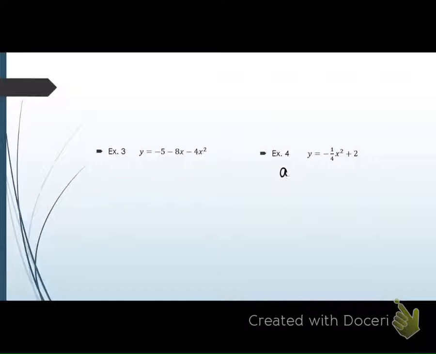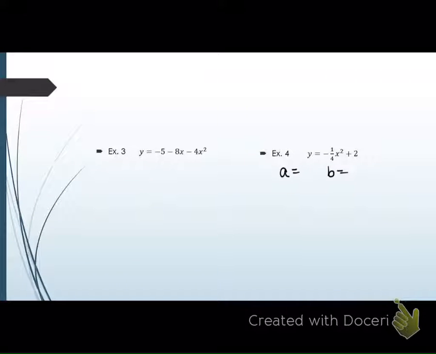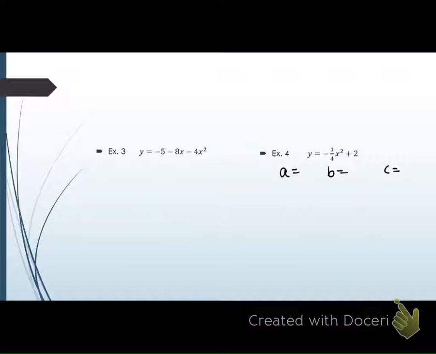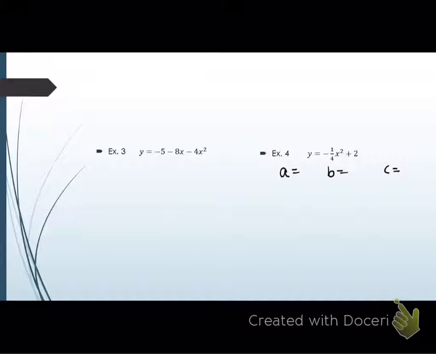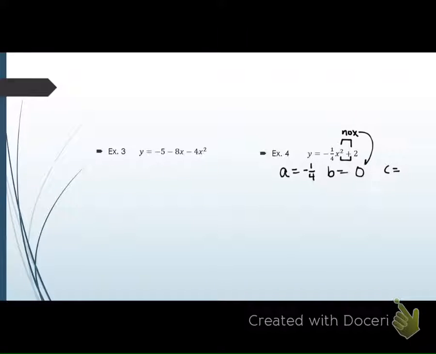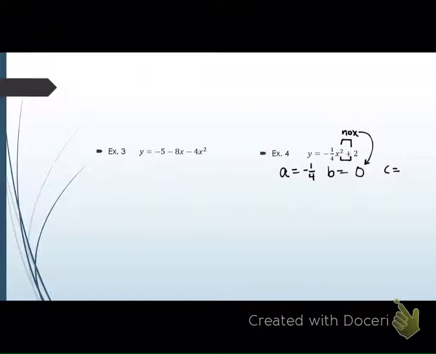So we're going to do example 4 first. Is that in standard form? Yes, it is. It just doesn't have a B value, so we just have to be careful about that. What are A, B, and C? What is A? What is B? There is no X term. So B is 0. And then C is?